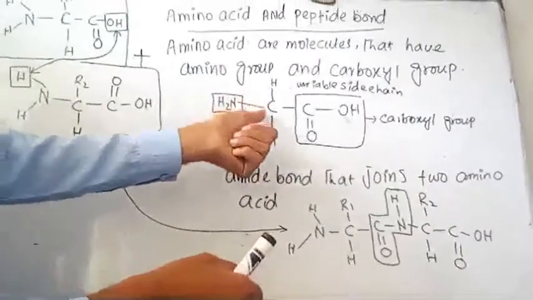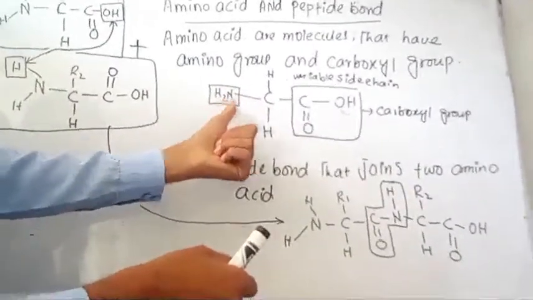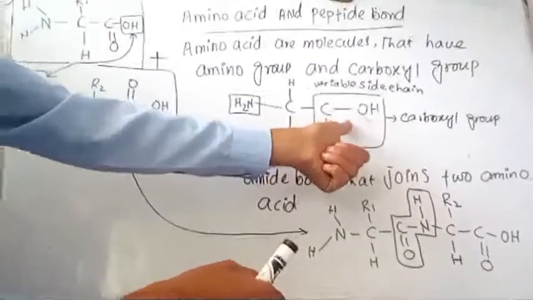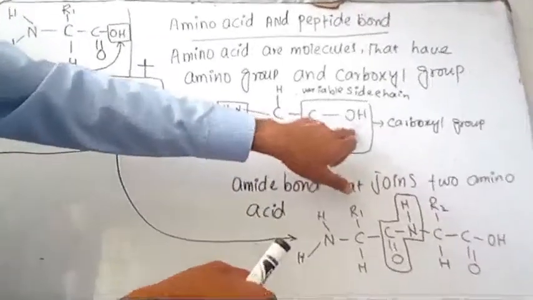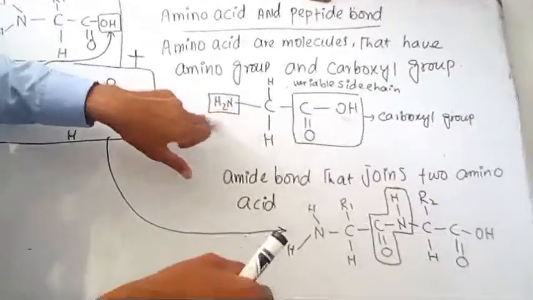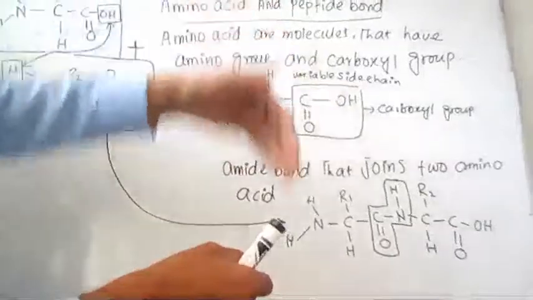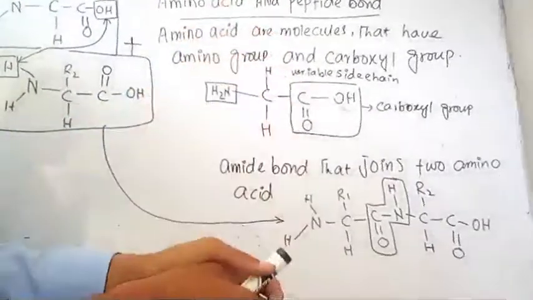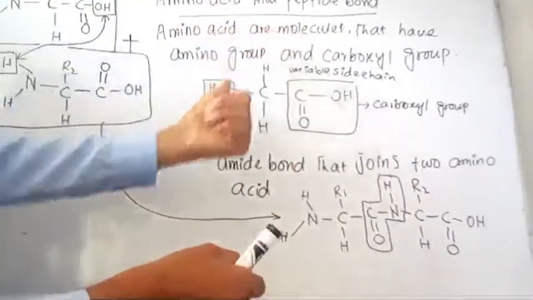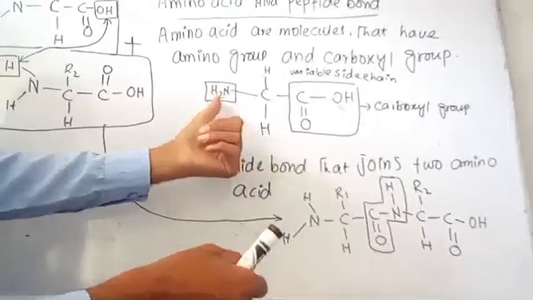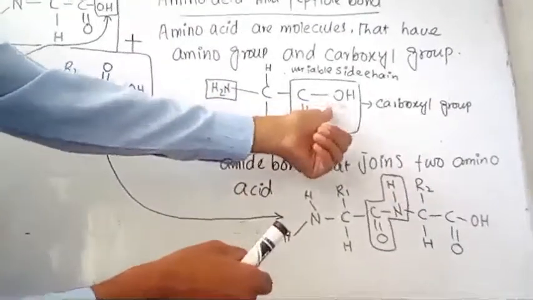So this molecule has an amino group at one end and a carboxyl group at the other end. In this box, this is the carboxyl group and this is the amino group. That is why this molecule is known as an amino acid. It means amino acids are those molecules which have an amino group at one end and a carboxyl group at the other end.